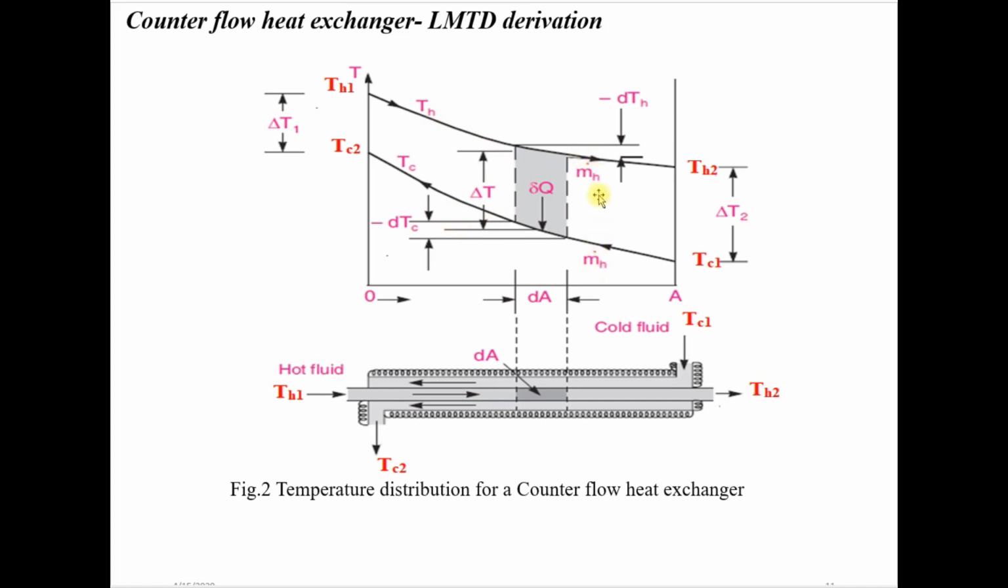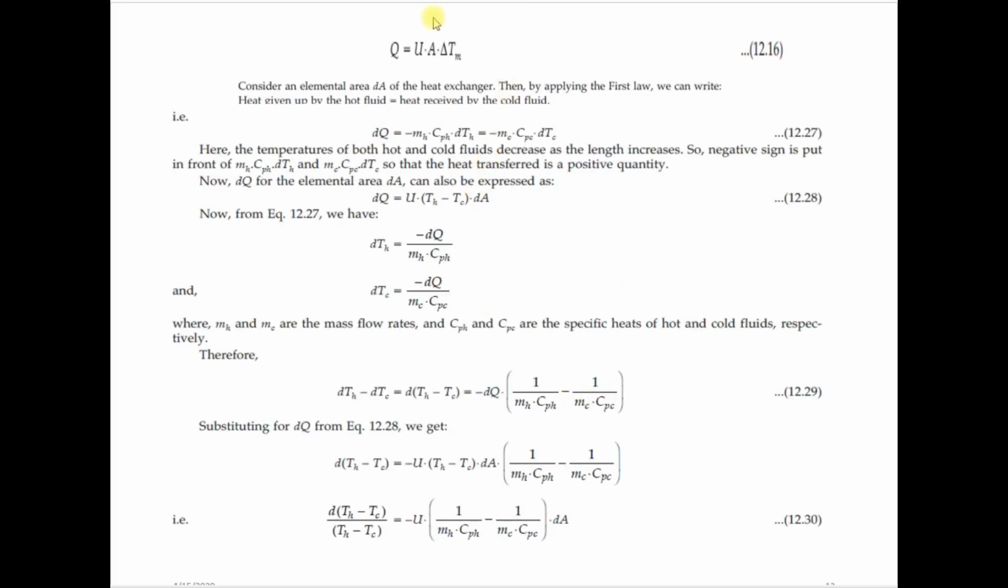Then mh and mc will be the mass flow rate of hot fluid and cold fluid. Now coming to the derivation part, we have to consider the total heat transfer rate according to the overall heat transfer coefficient equation, Q is equal to UA delta Tm. Now consider the energy balance equation as stated in the parallel flow heat exchanger.